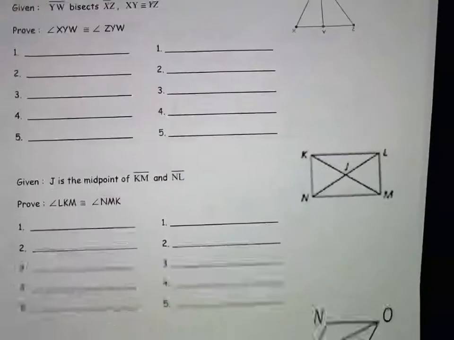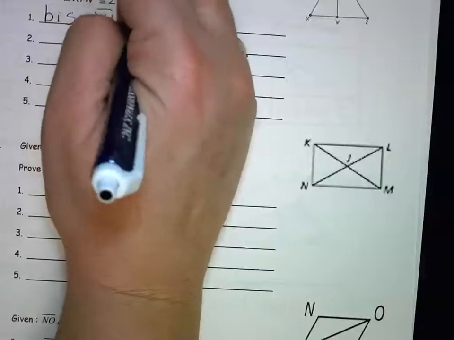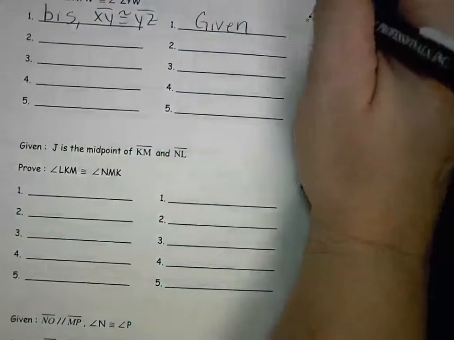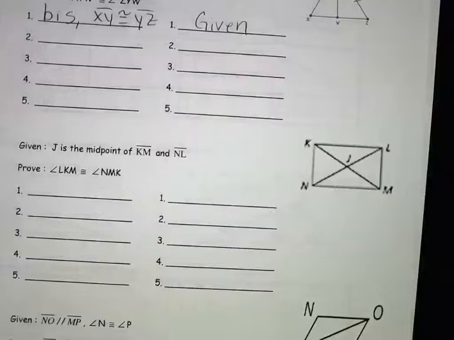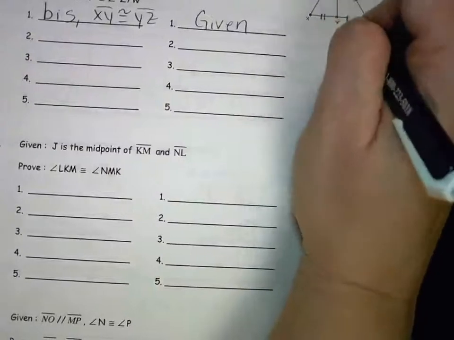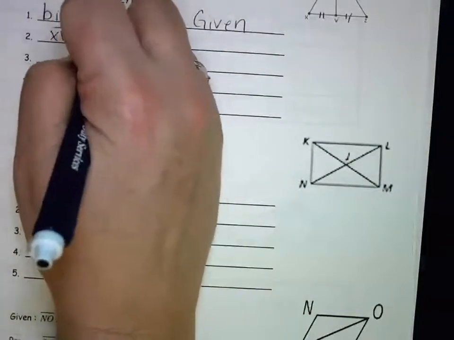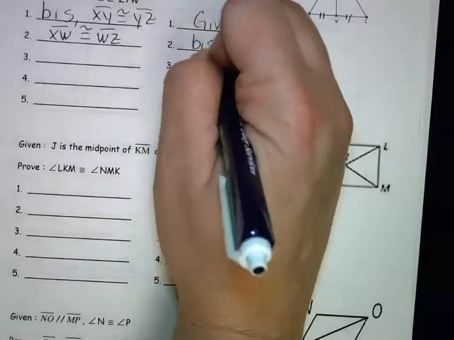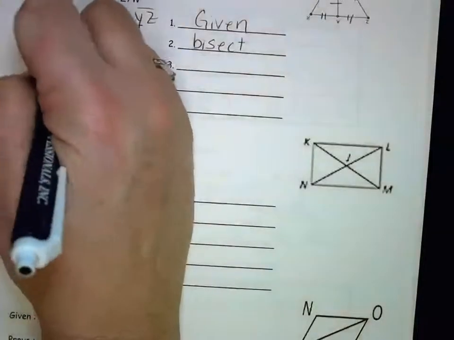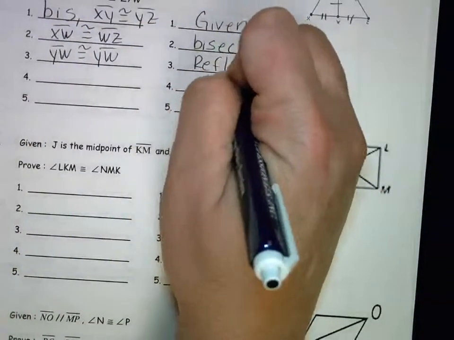On the next page, proof B, we have a bisect statement, and then we have XY is congruent to YZ as our given. And then we have YW, so this bisects XZ. Since that's bisected, we can say XW is congruent to WZ by the definition of bisect. And then YW is congruent to YW by the reflexive property.